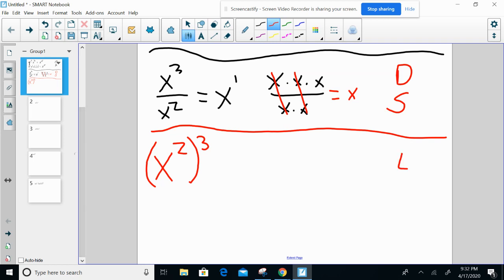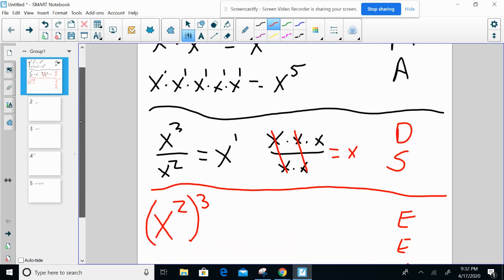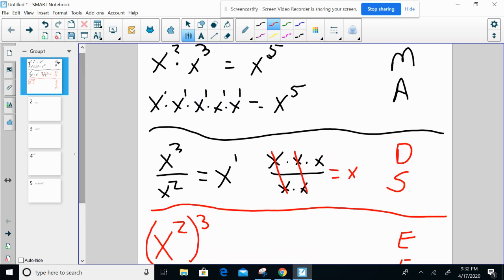So exponent to an exponent means what? You're going to multiply. So this little acronym, it's MAD-SEAM. Not really, it doesn't make a whole lot of sense. MAD for multiply, add; SEAM, MAD-SEAM.